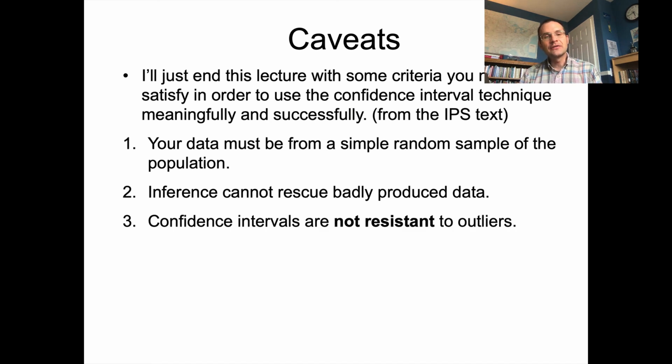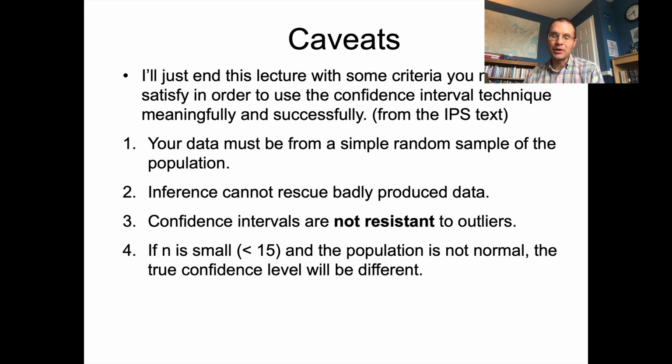Number three, confidence intervals are not resistant to outliers, because remember, we're estimating where the mean of the population is, and means can be shoved one way or another by outlying values. We've talked about that before, because this is the mean we're talking about, not the median, and so forth. So that can be problematic.